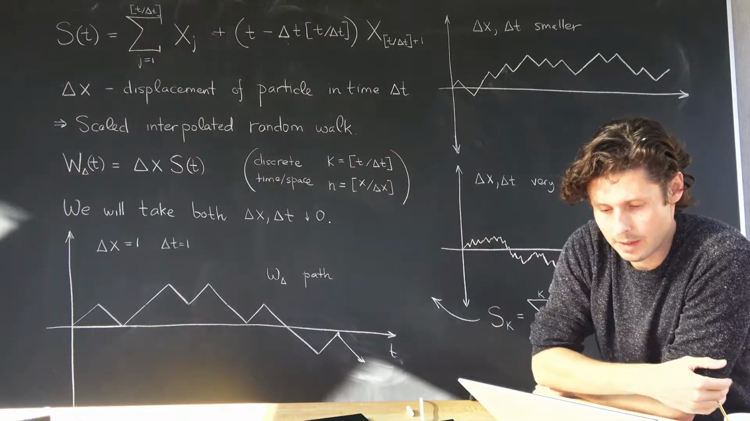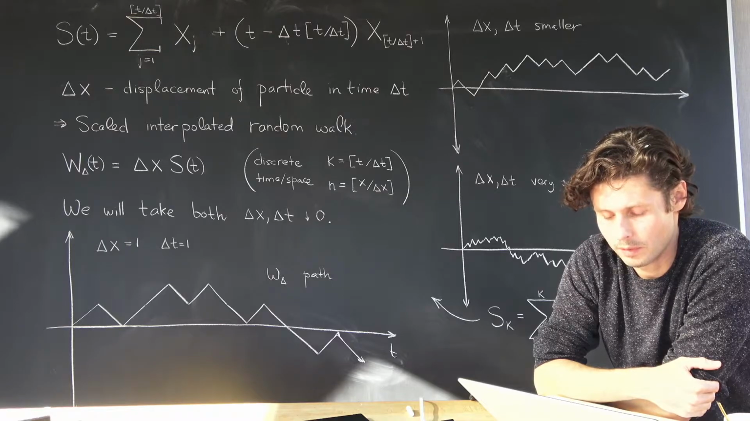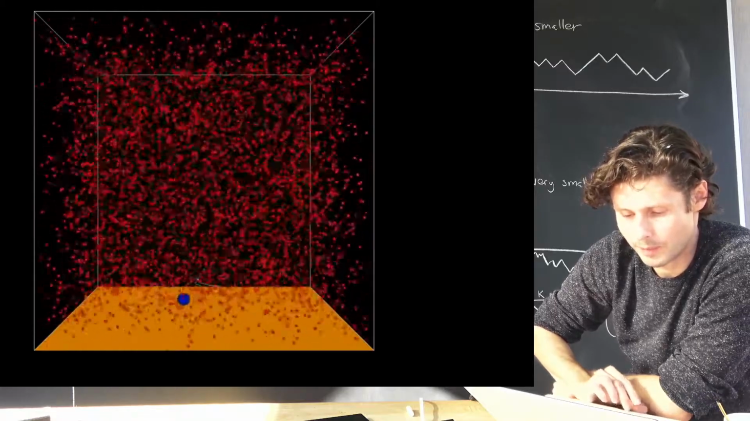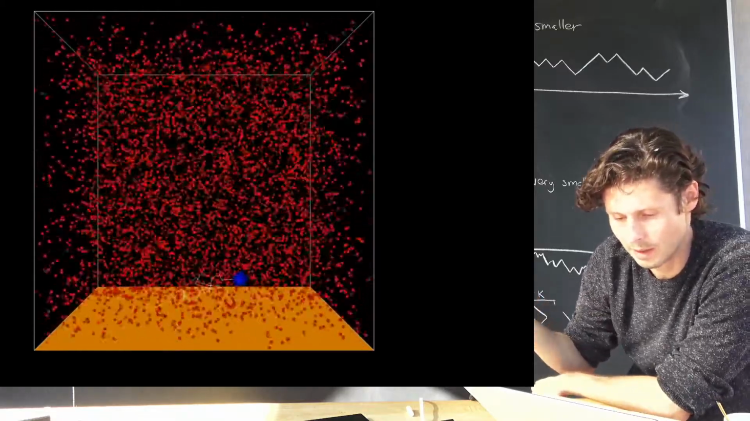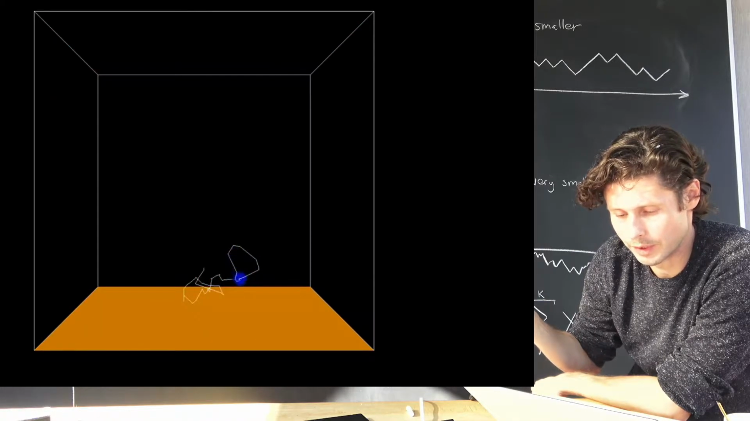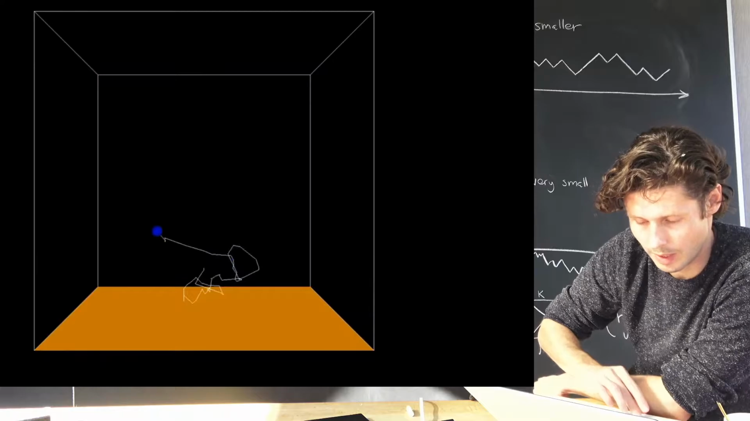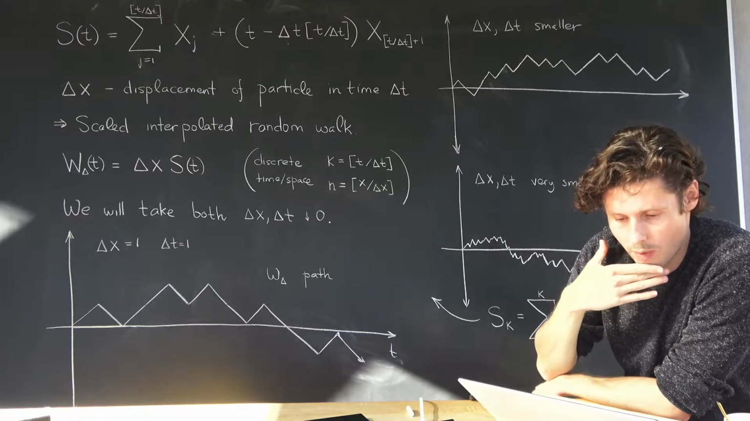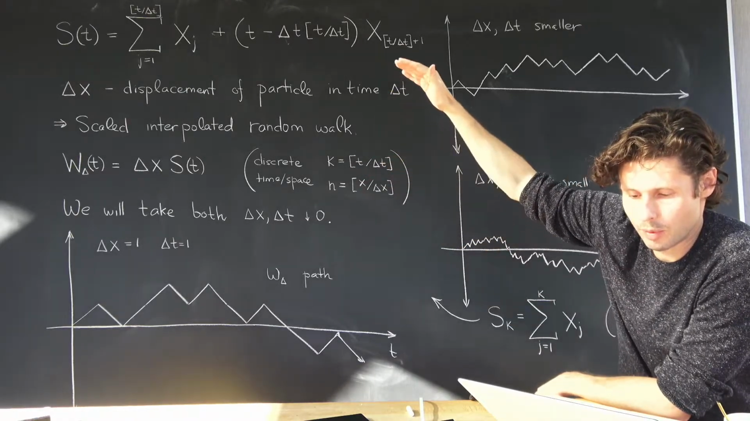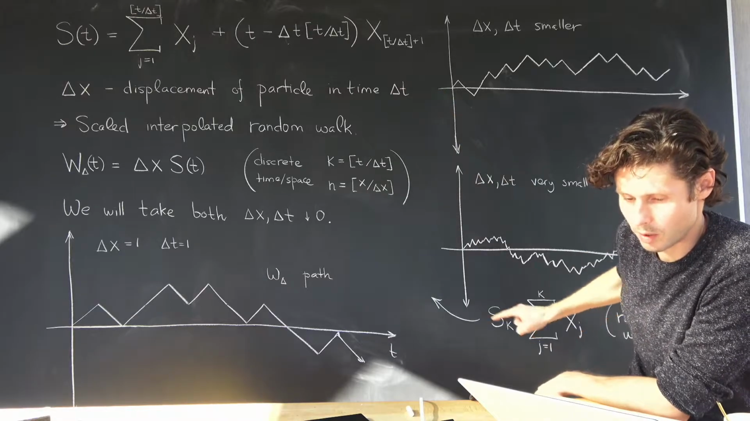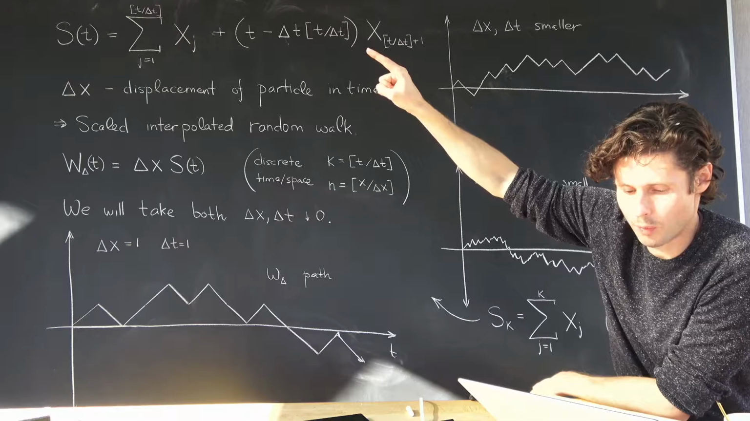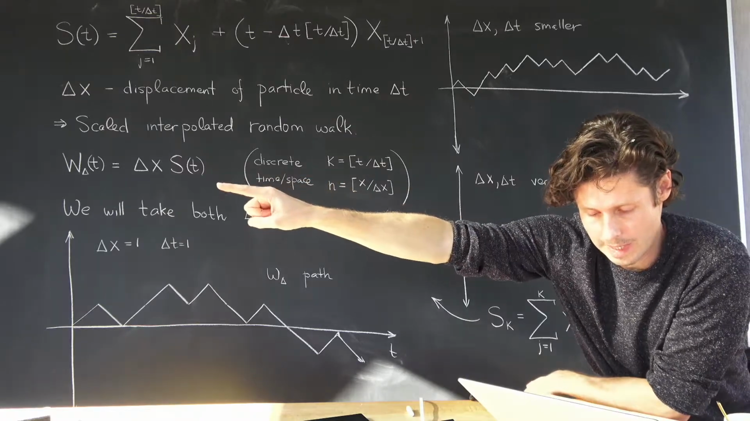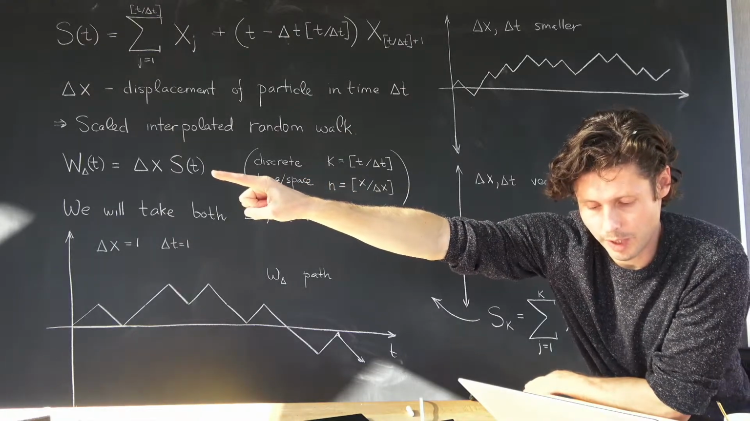So let delta x be the displacement of a particle in time delta t. Going back to the video, every single time that this blue particle gets hit, that happens in a small interval of time delta t, during which it gets displaced by some amount, and that amount is going to be our delta x. So what we arrive at very quickly, starting from a random walk, we get the time interpolated random walk, and we now arrive at the scaled interpolated random walk, where all I've done is taken s of t and multiplied it by the displacement.